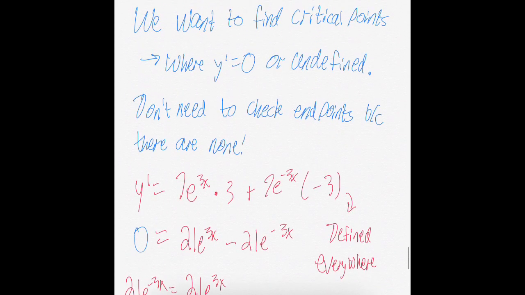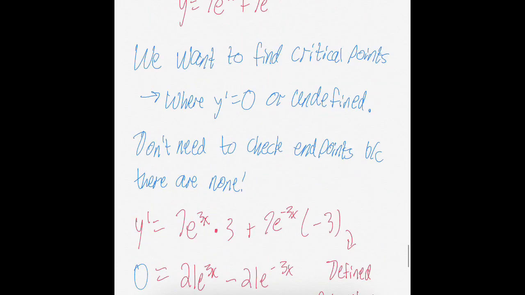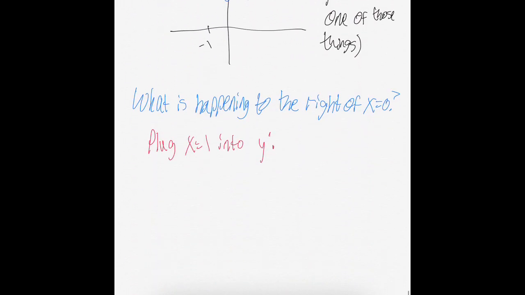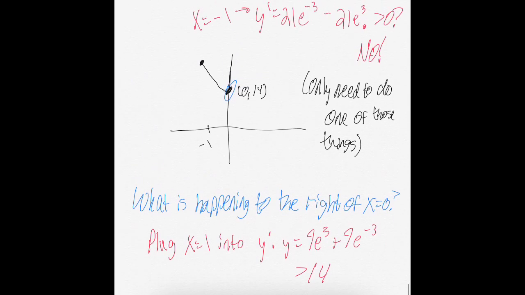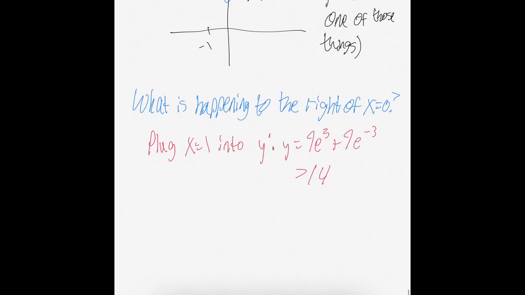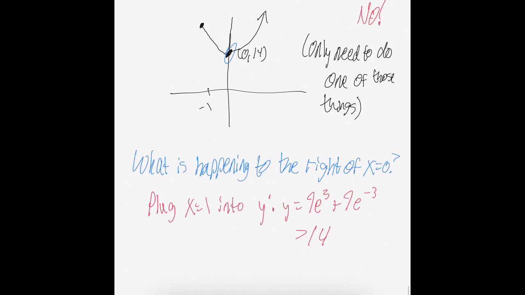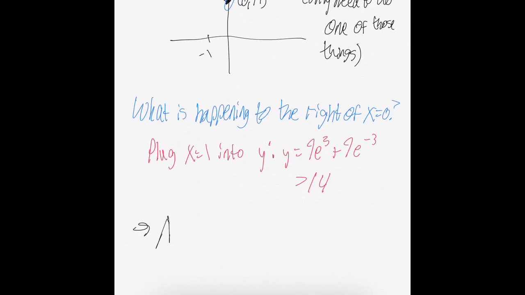So this time I'm just going to plug x equals 1 into the formula for y, and I get 7e^3 plus 7e^-3. So y equals 7e^3 plus 7e^-3. And that is certainly greater than 14, which tells me that my graph, after it hits (0, 14), is going to go back up again.